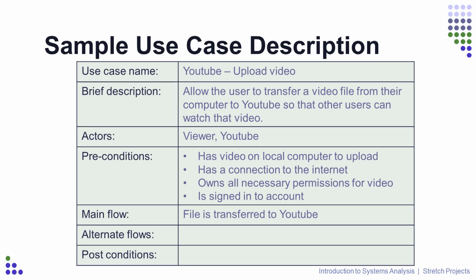After the preconditions, we have the main flow. This is what happens if all of the preconditions are met. In this case, the main flow is just the upload of the file, but if you used includes or extends in your use case diagram, you would also need to refer to them here too.